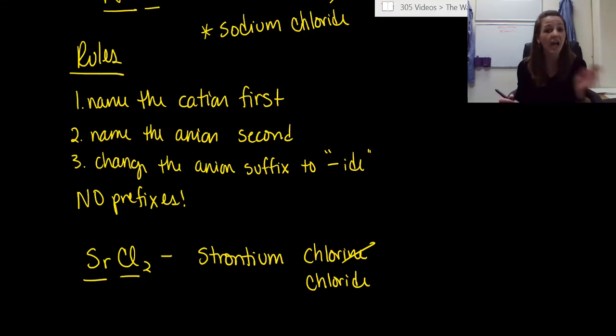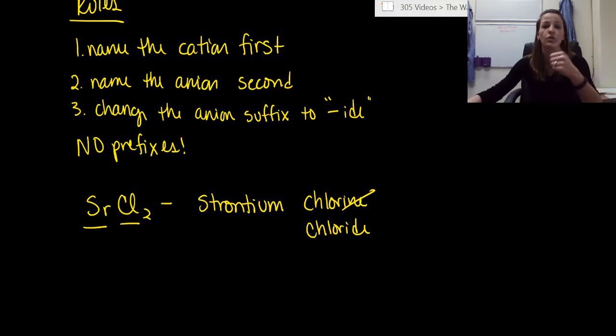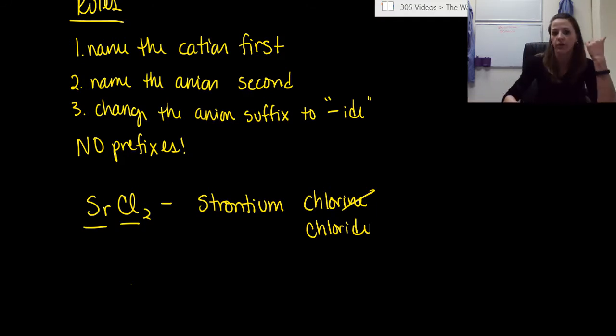Note, it is not dichloride. It's not dichlorine. It's just chloride. We know that strontium will always have a +2 charge, so there's no need to tell anyone that there's two chlorines. A good scientist would already know that, in theory. All right, so last one we're going to do together, then I'm going to let you try one.